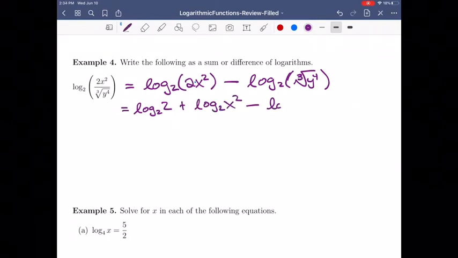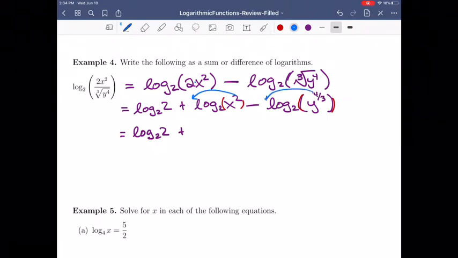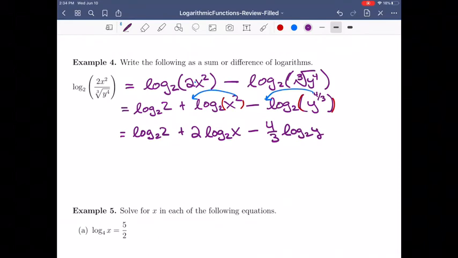Now this one over here, I'm going to rewrite the inside. So instead of cube root of y to the 4, this is actually y to the 4/3. Now because the powers are on the entire thing inside, I can bring them to the front. So this is going to be 2 log base 2 of x minus 4/3 log base 2 of y. And then lastly, we know log base 2 of 2 is 1.